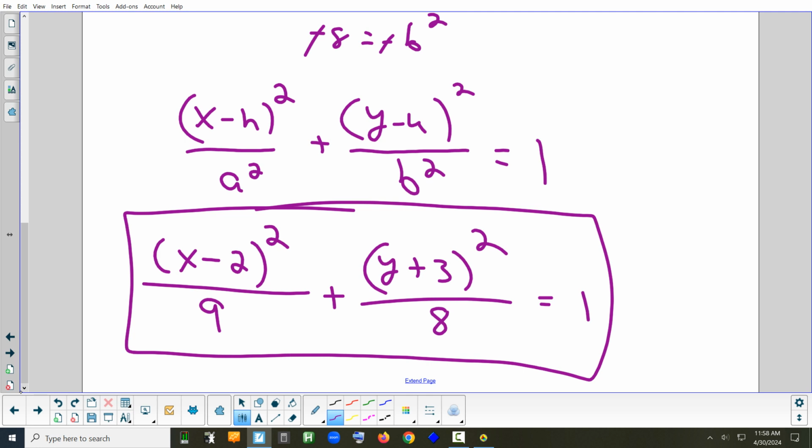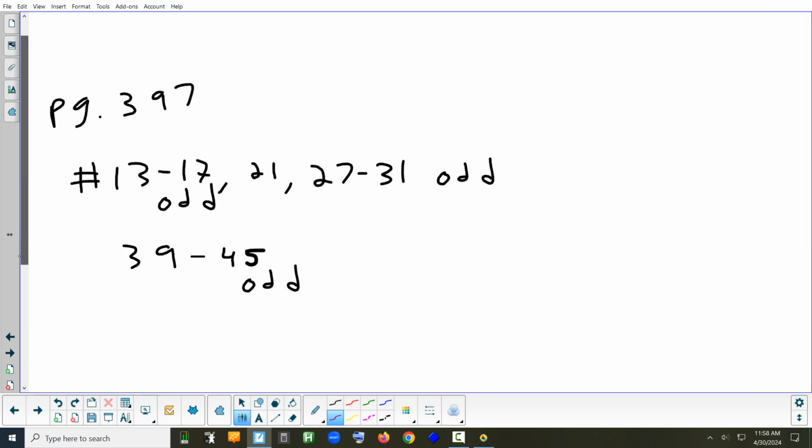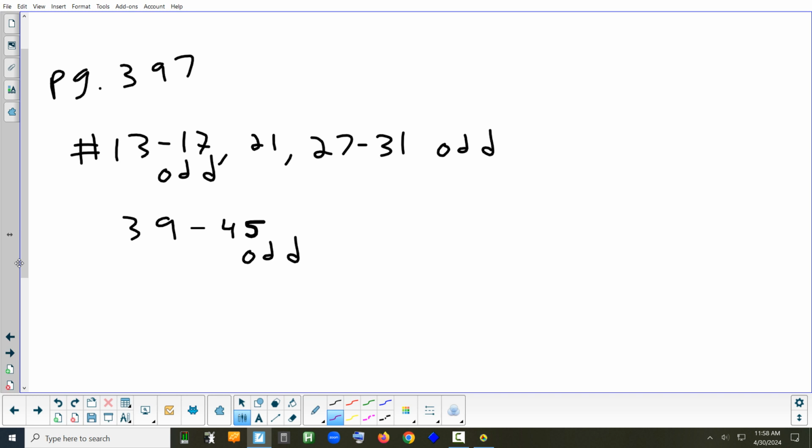So let me double check. Okay, so 13 through 16, that's matching. 21. Yeah, I think that's good. So that's the homework for tonight on 397. We will go over it tomorrow, and then we will finish conic sections tomorrow.